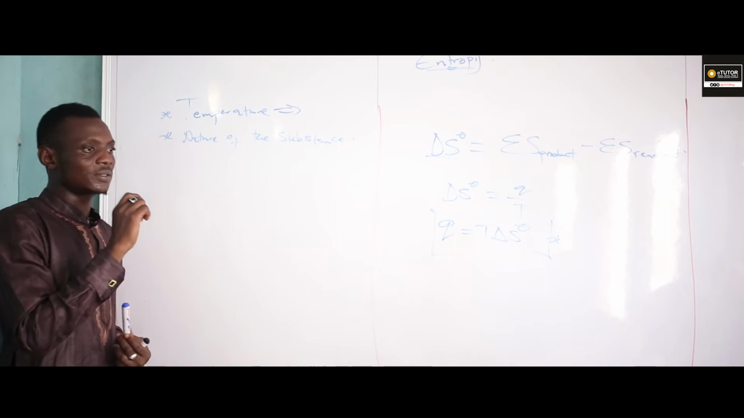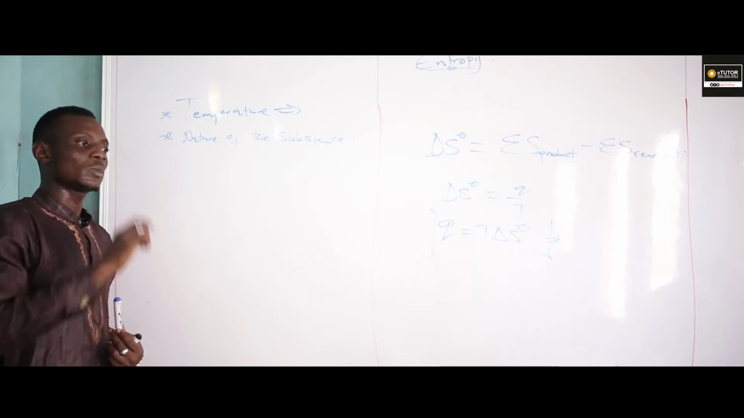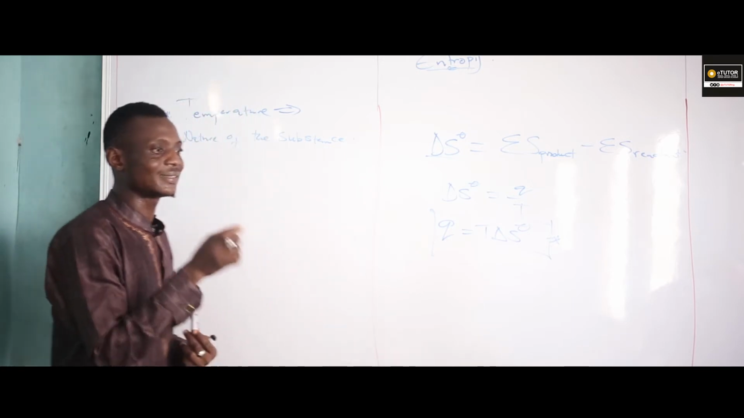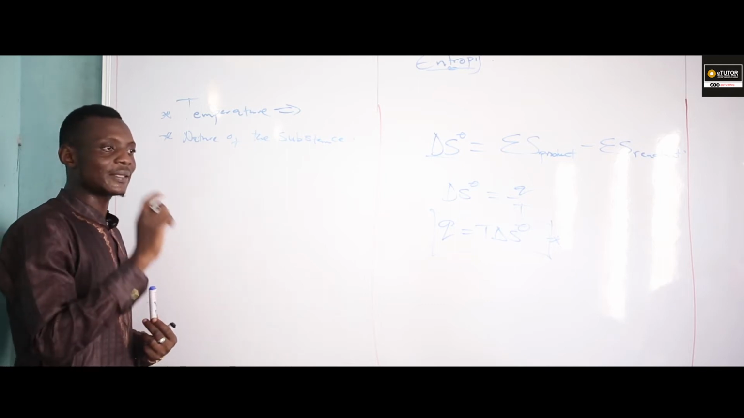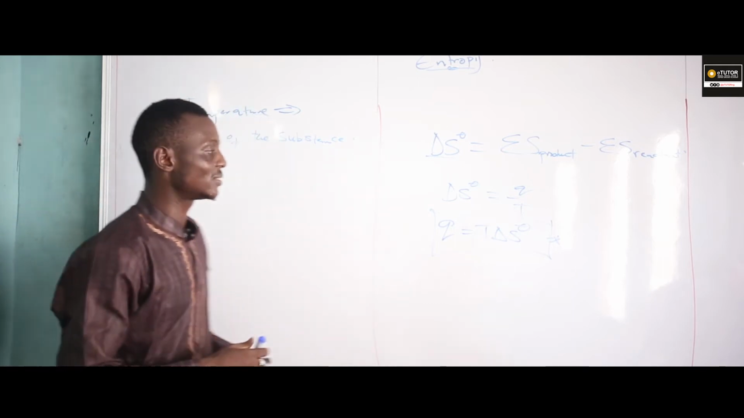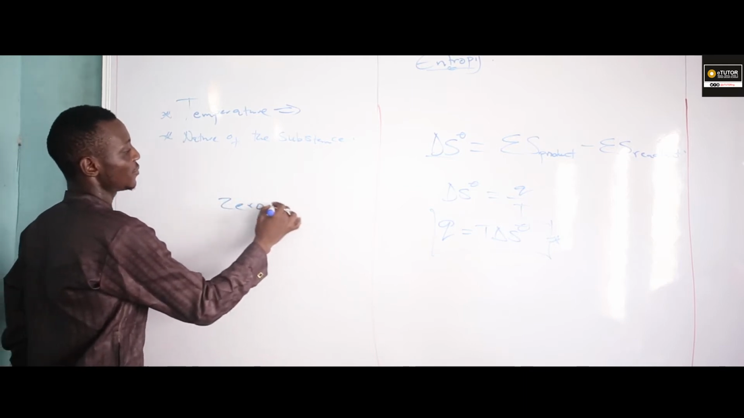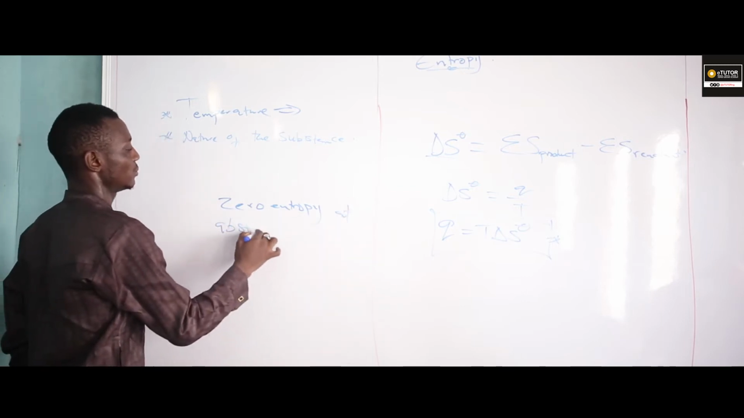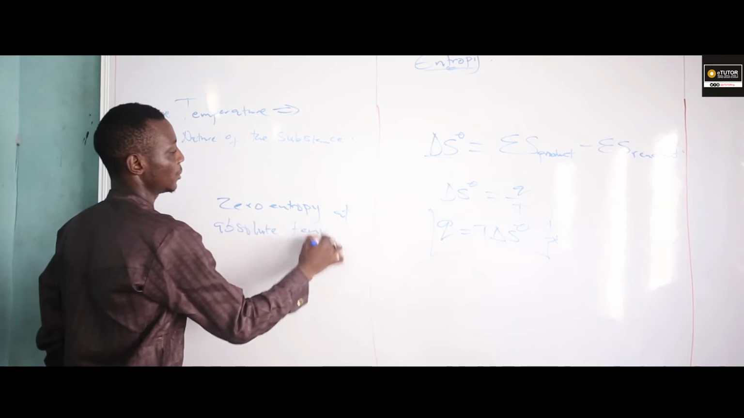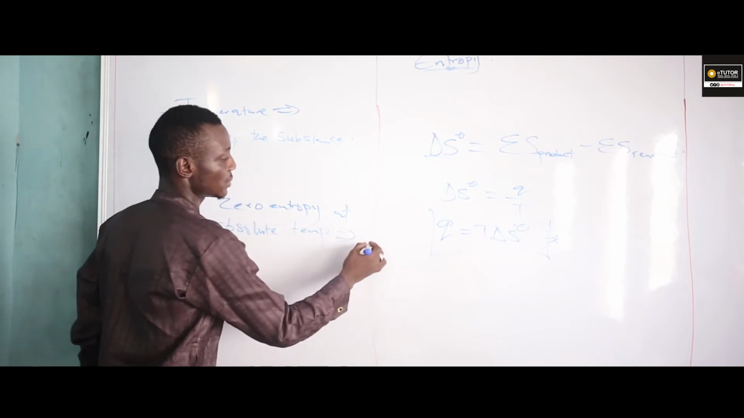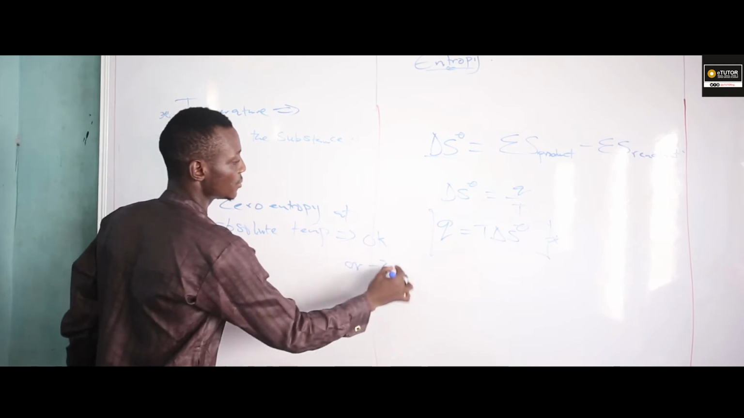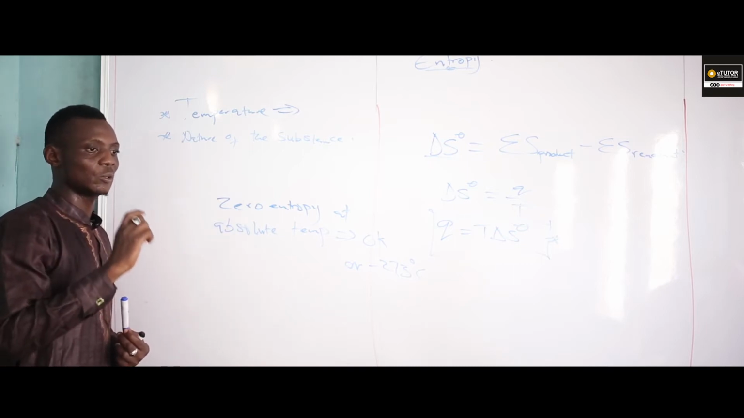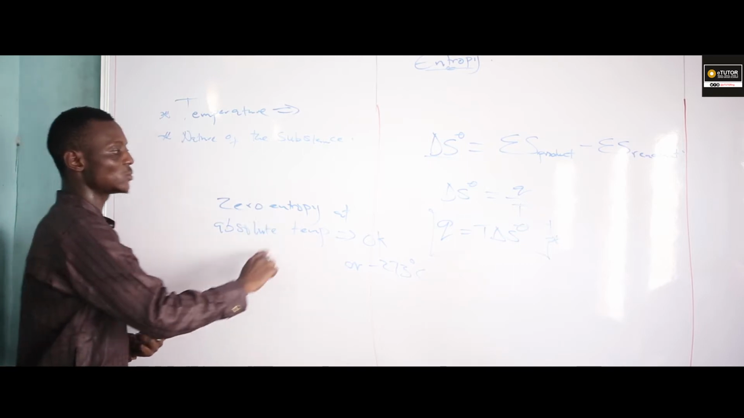Now, let me tell you something about entropy and temperature. All substances do not have zero entropy, even at 0 degrees Celsius. Only a solid crystalline substance has 0 entropy at absolute temperature. What's the meaning of absolute temperature? That is 0 Kelvin or minus 273 degrees Celsius. Only a solid crystalline substance has 0 entropy at absolute temperature.